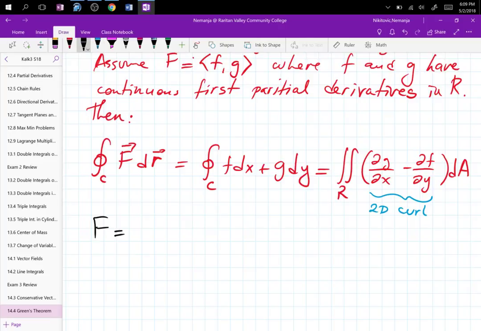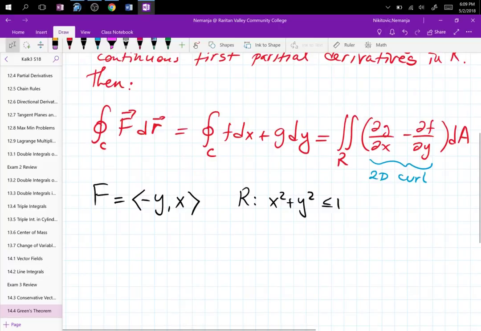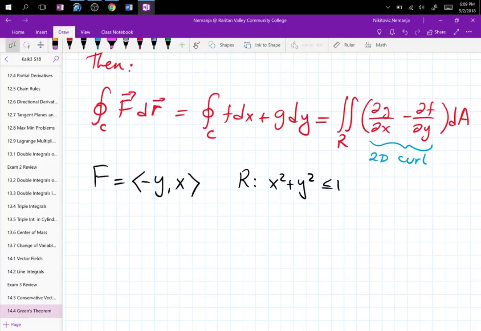We're going to take the rotational field negative y, x, and we're going to look at that on the unit disk, x squared plus y squared less than or equal to 1. We know from before that the answer should be 2 pi because we did this calculation in class. But now let's use Green's theorem and see if we can do it faster.